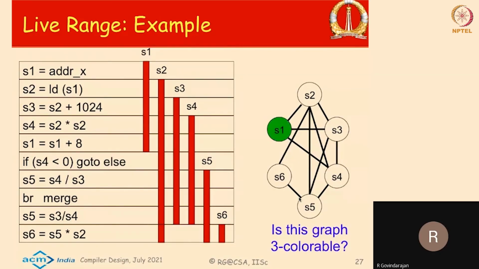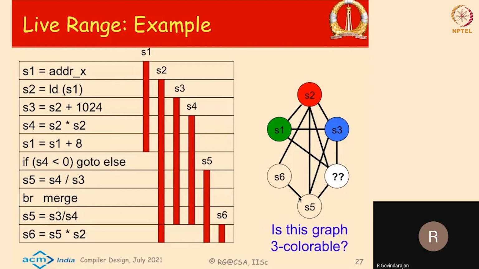The answer is no, because you can color S1, S2, S3, but then S4 cannot be colored because all the 3 colors, green, red, and blue, are already taken and those nodes are adjacent to S4. Therefore, this cannot be colored using 3 colors. So in this particular example, if you want to do register allocation for this control flow graph using 3 colors, then you have to decide to spill one of the nodes, right?